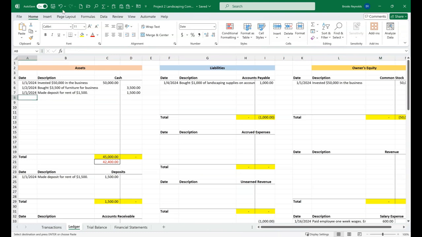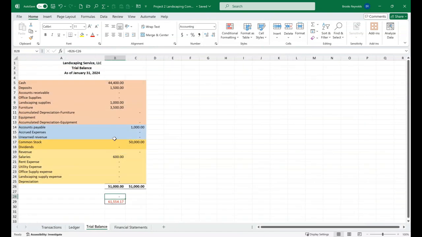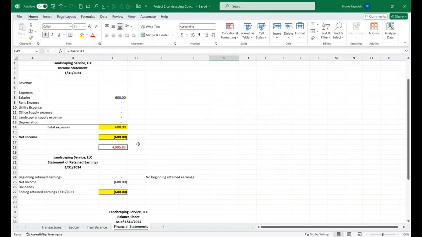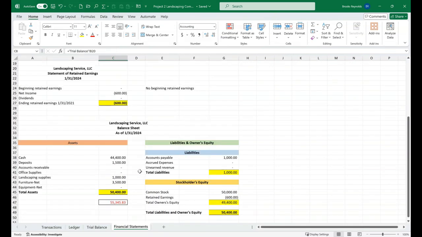So we go up to cash and we credit that. And so that's, again, 5 times 120 is equal to 600. So let's go check our trial balance. It equals. And so now we're starting, we got some expense. We got salary expense of $600 and our cash balance decreased, but assets equals 50,400. Liabilities and owner's equity equal 50,400.